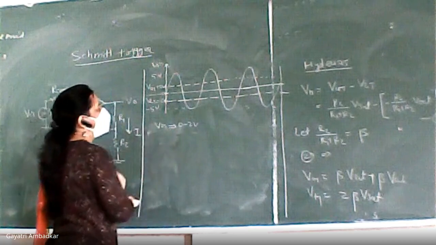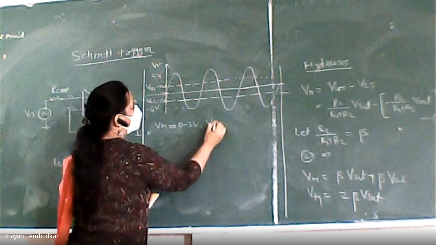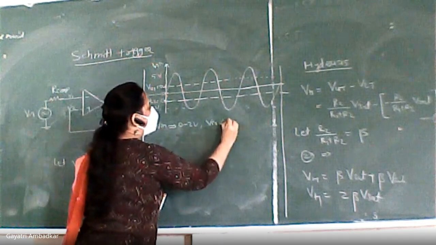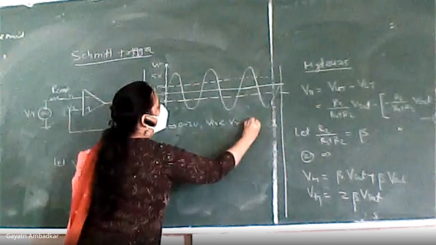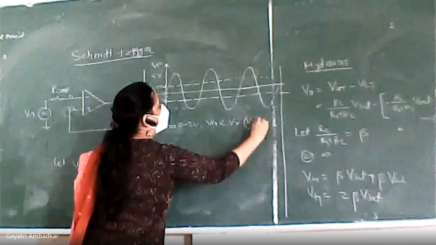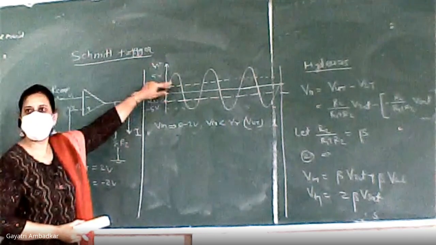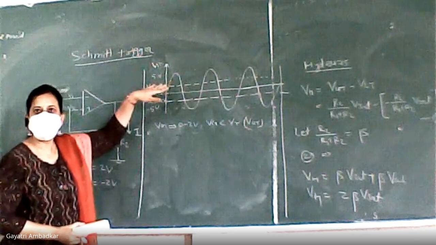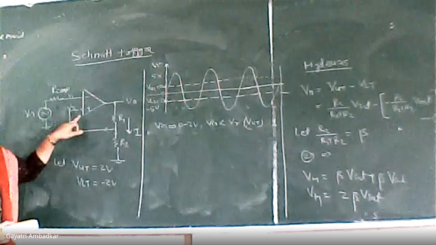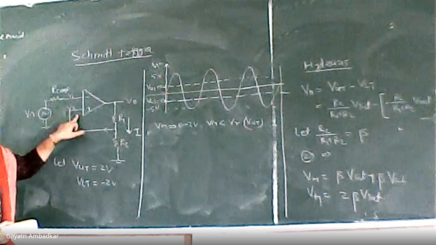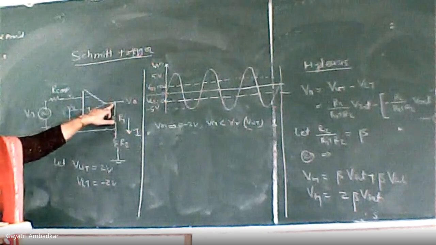Okay. What is greater? Input voltage is less than reference voltage. What is my reference voltage in this case? VUT, upper threshold. From this point to this point, this portion is below this 2 volt. Okay, so input is less. Input is less. So what will be the output? Input is less, meaning this voltage is greater. So output will be plus Vsat.